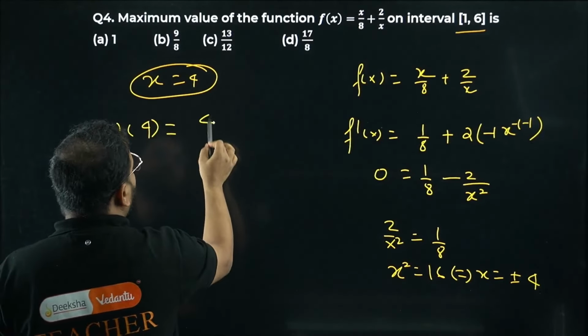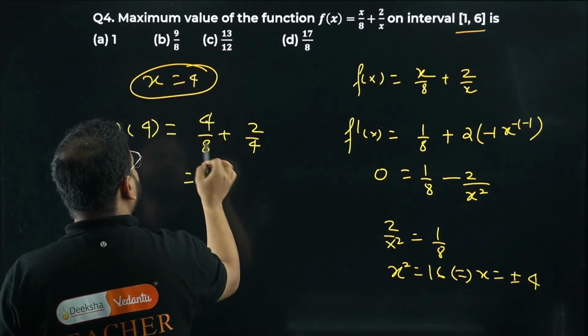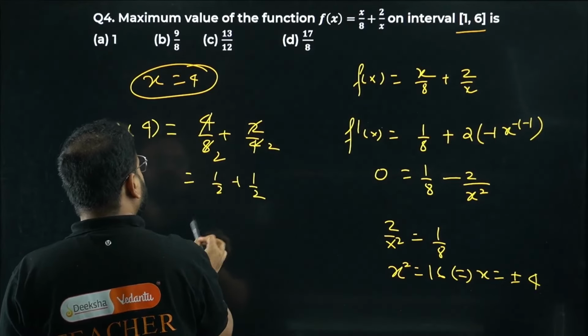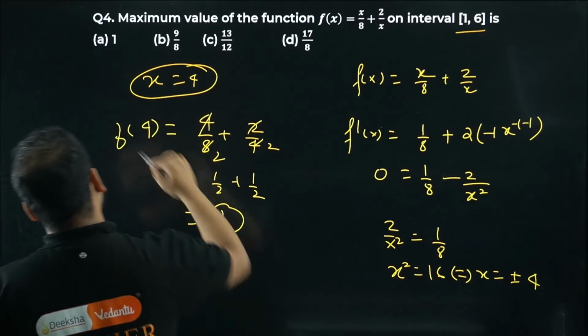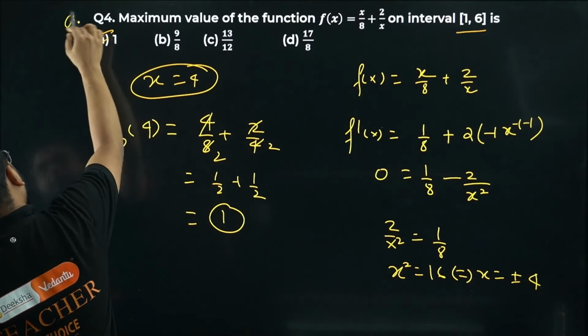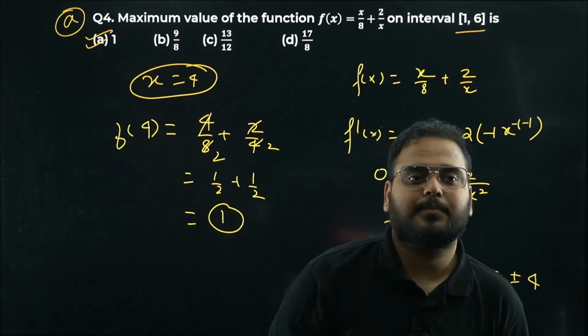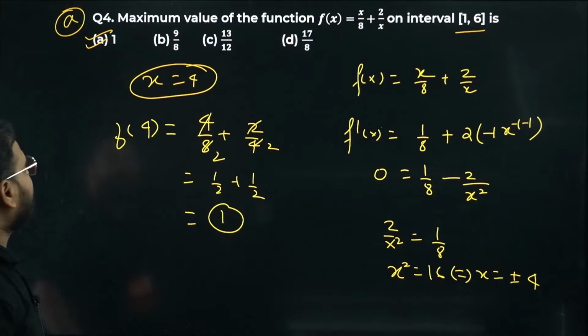It will become 4 by 8 plus 2 by 4. How much is that? 1 by 2 plus 1 by 2. How much is that? Simply 1. This is correct. So option A is correct, sir. Please have a look. It's coming as 1, sir. Now, can I move on to the next question?